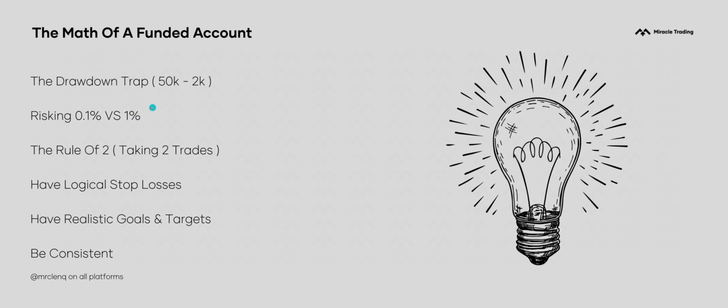So now you have 10 losing trades before you blow the account. Now we have the rule of two, taking two trades. This is if you're a disciplined trader, taking two trades a day. If both of them are losing trades, then you stop. You're done for the day. You're closing your laptop. You're turning off your computer.